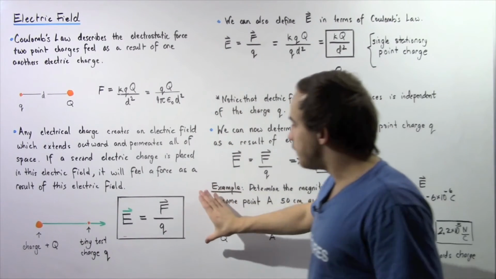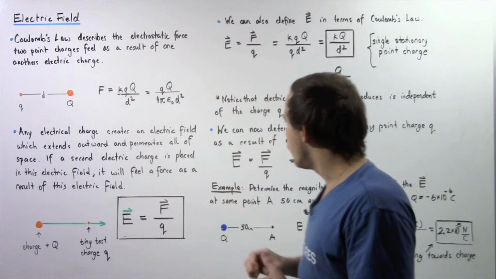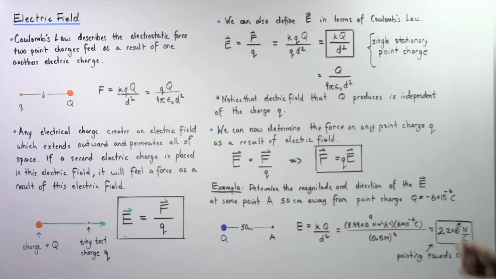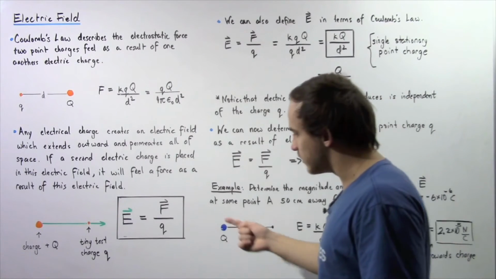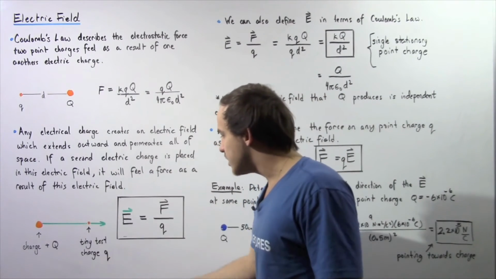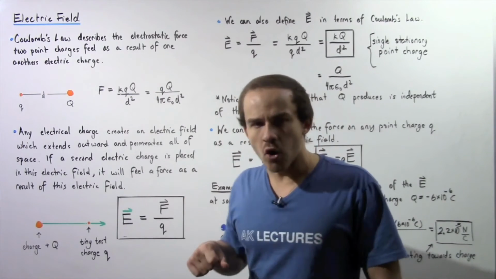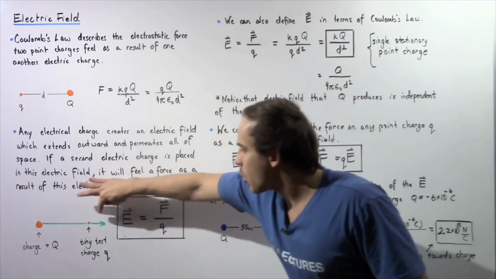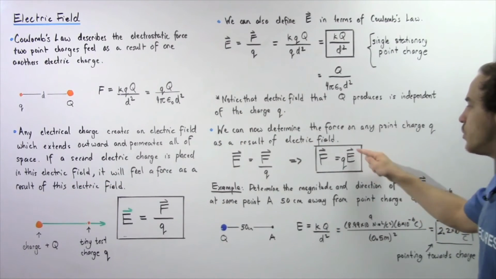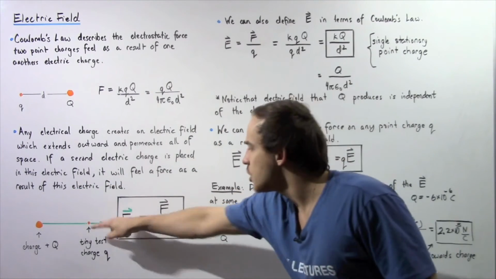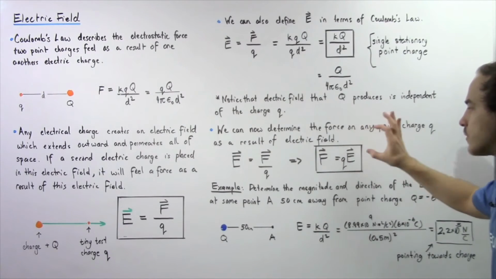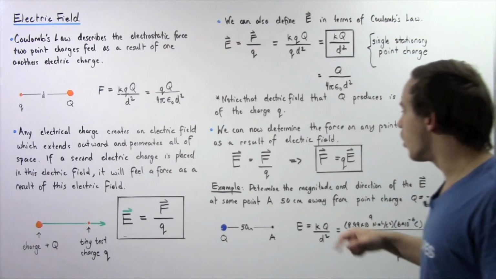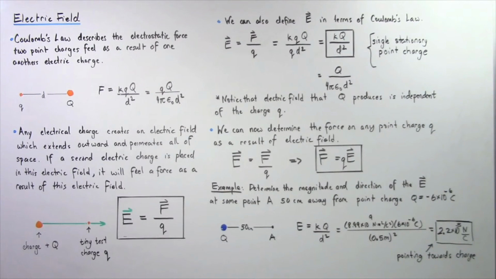So if we look at the following result, if we look at this equation, we can now determine the force on any point charge q as a result of the electric field. So if we take this equation and rearrange it and solve for the force, we see that the force that any point charge feels is equal to the charge of that point charge multiplied by the electric field that is created by the other point charge. So, let's look at the following example.